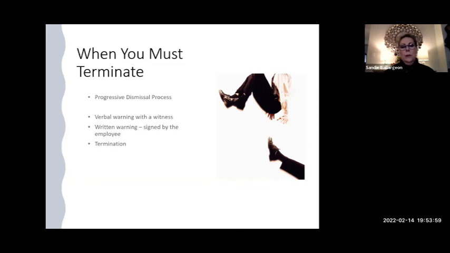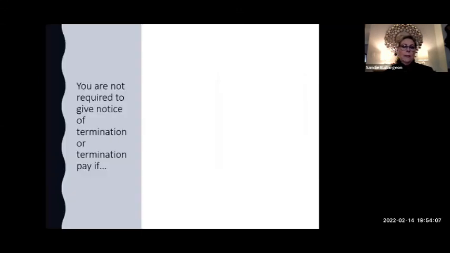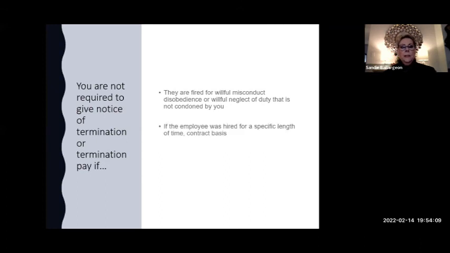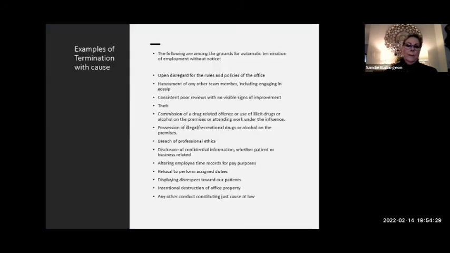If it's worded in such a way where it's a warning, then generally they'll quit at that point. But in most cases, they'll quit after step 2. You're not required to give notice or termination pay if they're fired for willful misconduct, disobedience, willful neglect of duty that's not condoned by you. If the employee was hired for a specific length of time, so in other words, a time-bound contract, or loss of employment because of unexpected flood or fire.